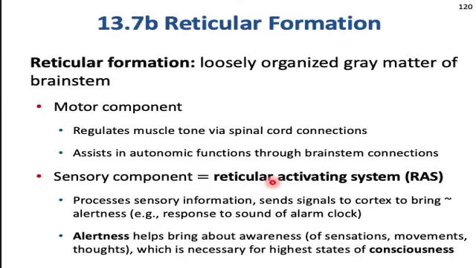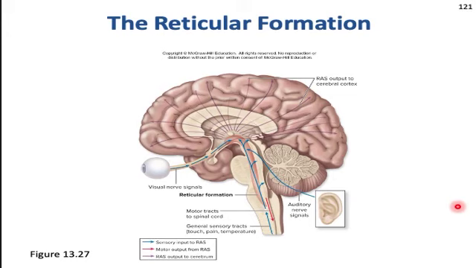The reticular formation is organized gray matter in the brainstem. It's a dorsal column of gray matter, and it regulates muscle tone through spinal cord connections. It assists in autonomic function through brainstem connections, and one of its big roles is in the reticular activating system, where it's able to, through connections with the thalamus, either open or close the gates of perception, and that controls our alertness. Okay, so we talked a little bit earlier about how this operates, right?